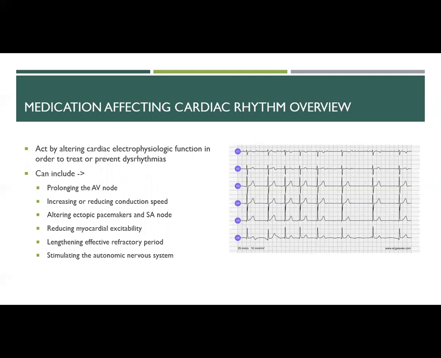So that's how the normals work. And this is the medications affecting cardiac rhythm. They act by altering cardiac electrophysiological function in order to treat or prevent dysrhythmias. This can include prolonging the AV node.